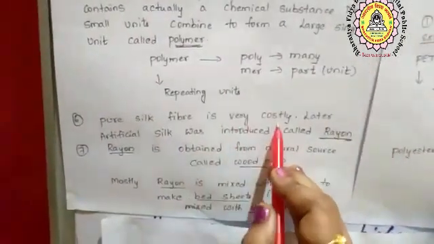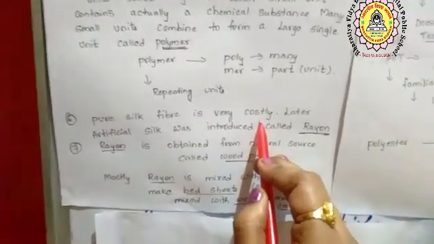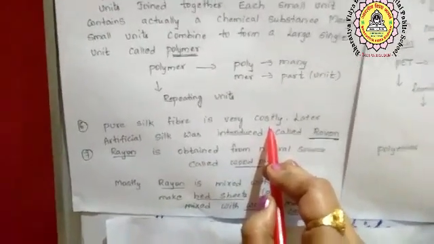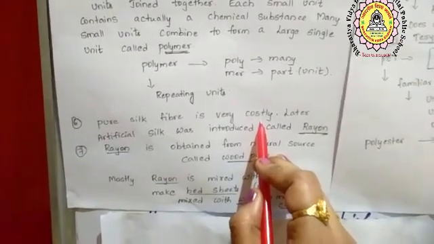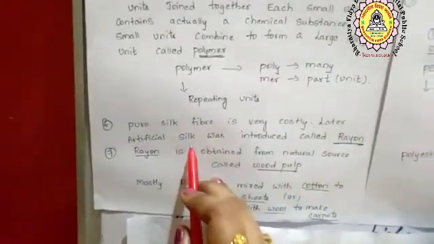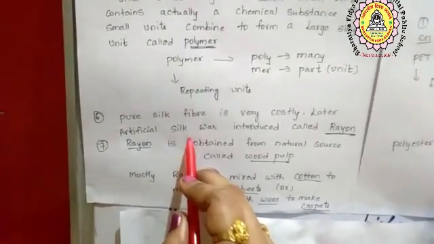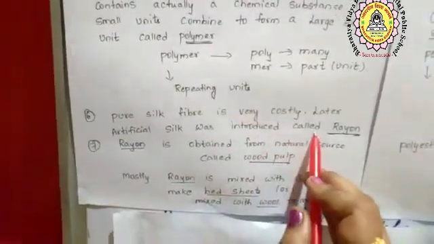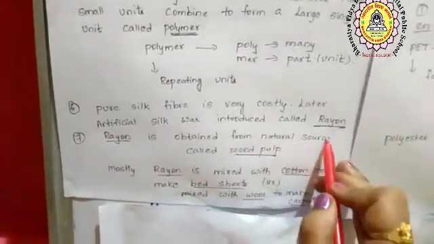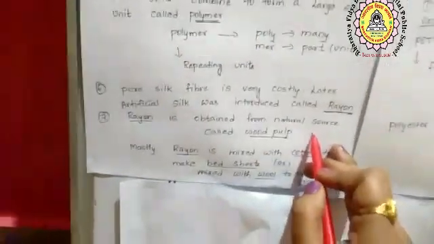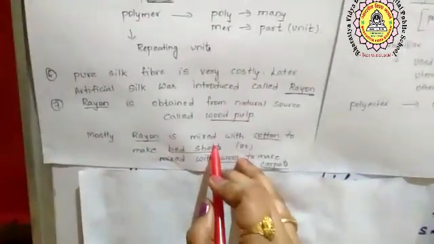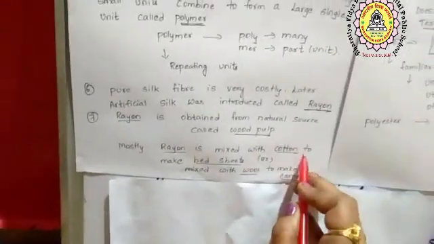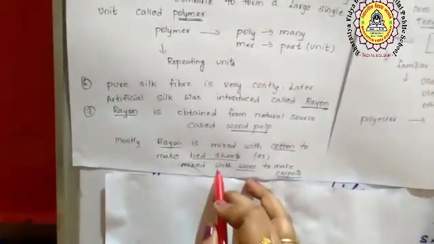Coming to the next point, pure silk fiber is very costly. Silk is an example of natural fiber we have discussed, and among natural products, silk is the costliest. Later, instead of silk fiber, artificial silk was introduced and called rayon. Rayon is obtained from a natural source, that is wood pulp. Mostly rayon is mixed with cotton to make bed sheets, and with wool to make carpets.